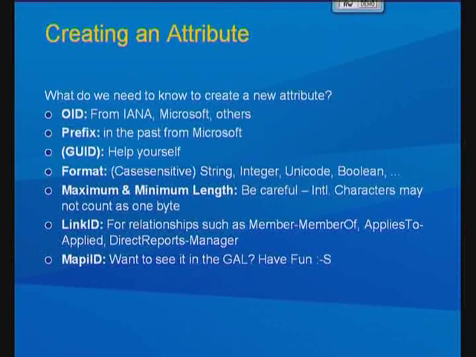Also, when you're evaluating third-party schema extensions, look for those values, for the names, for the OIDs, for the link IDs, and for the MAPI IDs. Because if you do it wrong, if they don't register those, if they don't use the automatic mechanisms to do those, then you might end up with a schema that you can't extend at one point in the future.